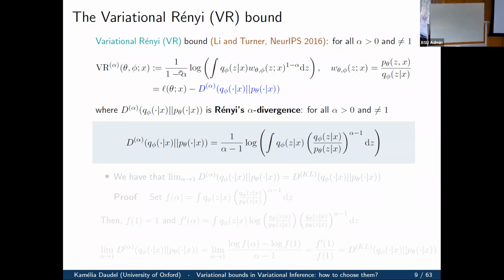So I've got 1 divided by 1 minus alpha. We understand why alpha, we don't really want it to be 1, times the log of the integral with respect to Q phi, my variational approximation, once again, times the weights raised to the exponent 1 minus alpha, and all this is integrated with respect to z.